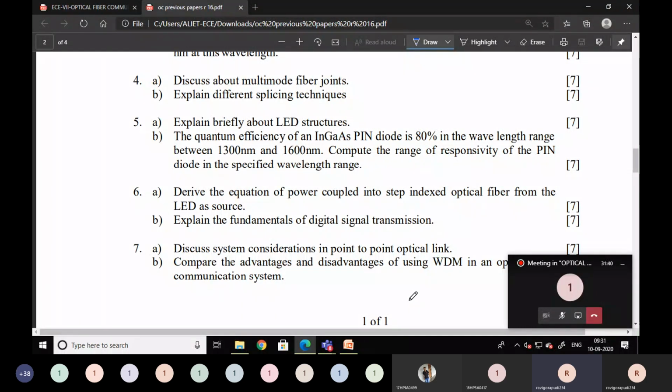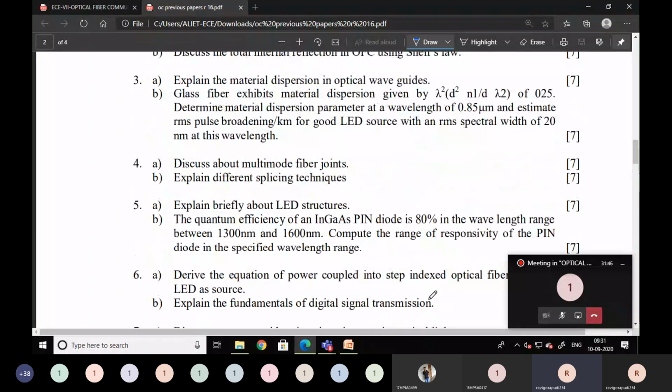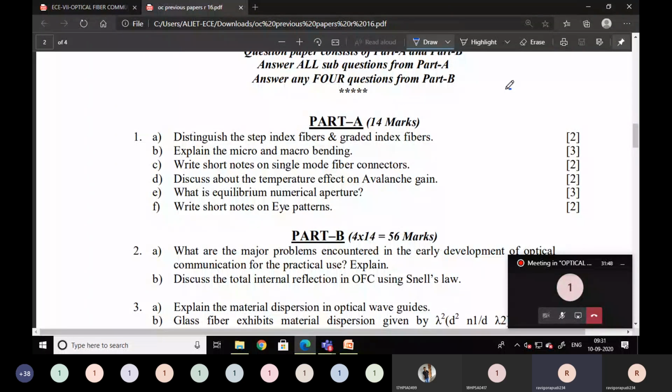First, you can write 4 perfect answers. Then you can write any 1 or 2 other questions. Then you'll get a minimum of 60 marks out of 70. Everybody will get a minimum of 60 marks. No doubt at all. That is only for the external, I am saying. After completion of the 2nd chapter and 3rd chapter, you will be able to understand.